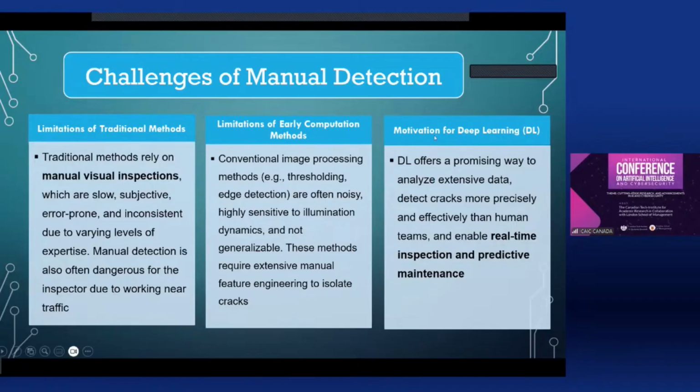The more recent and promising solution is deep learning. Deep learning offers a promising way to analyze extensive data, which can detect cracks more precisely and effectively than human teams and other methods like thresholding. Normally, this can be done in real time, and can also help in predictive maintenance.